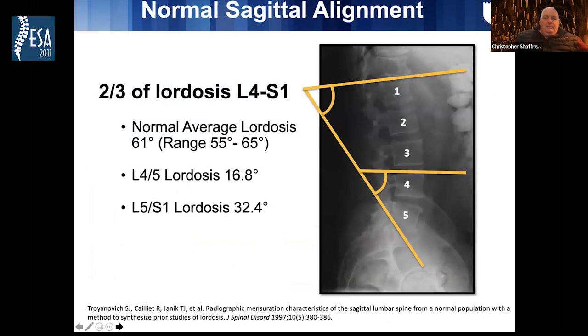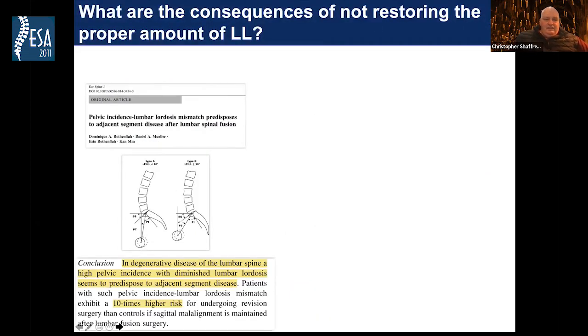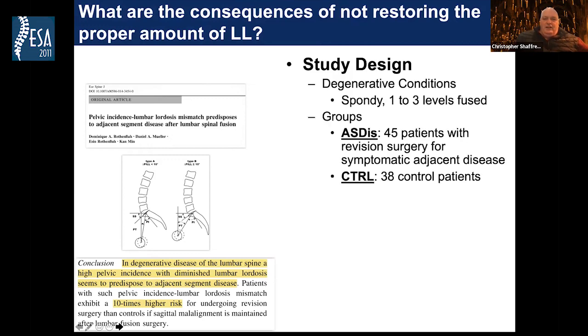And this is some work showing that even in simple cases, including 1 and 2 level fusions for degenerative conditions in the lumbar spine, if you do not get the lordosis in the right place, and you're not able to have good spinal pelvic balance, the consequences are pretty high. So this was looking at 1 to 3 level fusions, and what they found was if you had a good match between your pelvic incidence and your lumbar lordosis, the likelihood of adjacent segment disease and the need for revision surgery was quite low. If you had a significant mismatch, it was quite high.